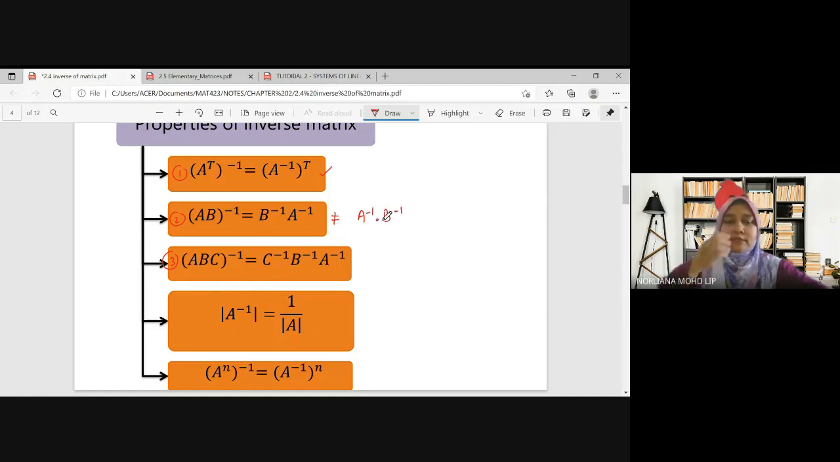Not equal to A inverse times B inverse. Ramai yang buat macam ni. Ini salah lah. Dia sepatutnya yang ni. Same as property number 3. Okay, A, B, C inverse is equal to C inverse times B inverse times A inverse.